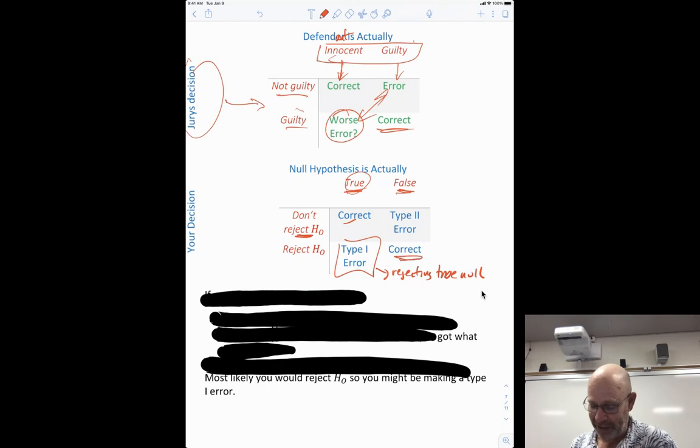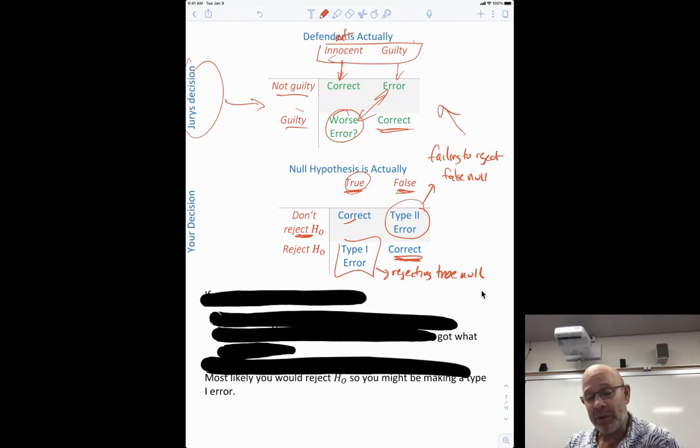But if the null hypothesis was false and we didn't reject it, we should have rejected it, right? Rejecting it is the right answer, but failing to reject it is another error. This is called a type 2 error. Failing to reject a false null. Again, we're not going to know, just like the jury trial, we're not going to know whether we got it right or wrong. We're just going to hedge our bets.